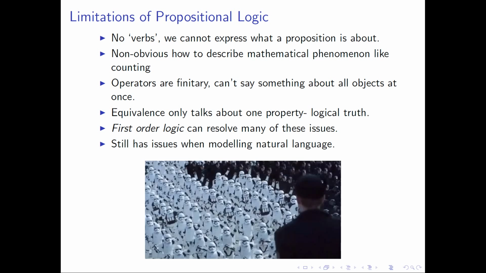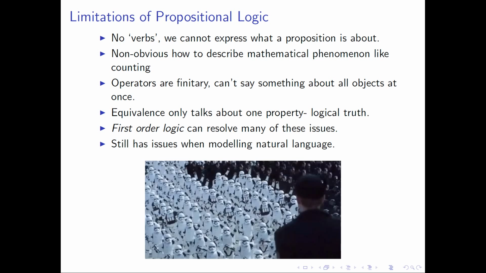Another thing is that operators are finitary, so you can't say something about all the objects at once, especially if you've got infinitely many objects. Okay, if you want to say all these things have a certain property, then we're going to need a lot of operators. And in the case where we've got infinitely many things, we might have infinitely many numbers, for example, in mathematics. Then we can't form a proposition out of infinitely many ands. We don't allow infinitely many connectives. So that's a problem.